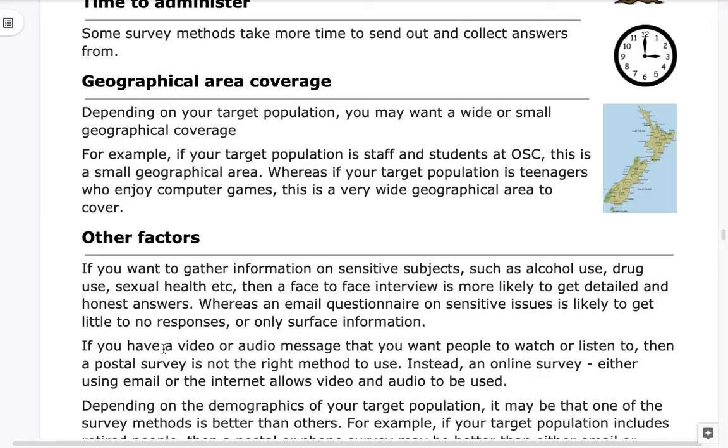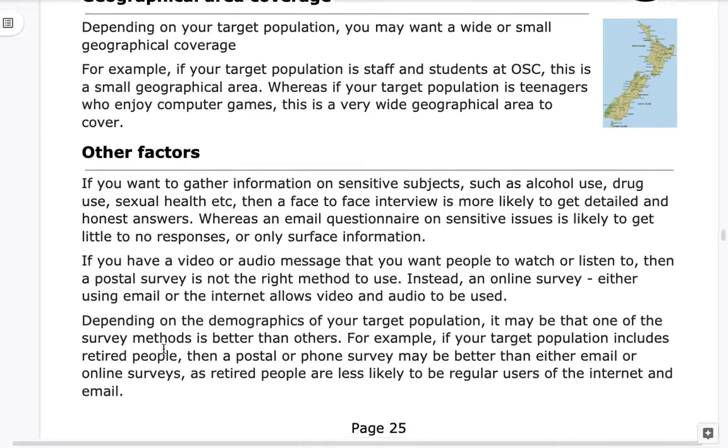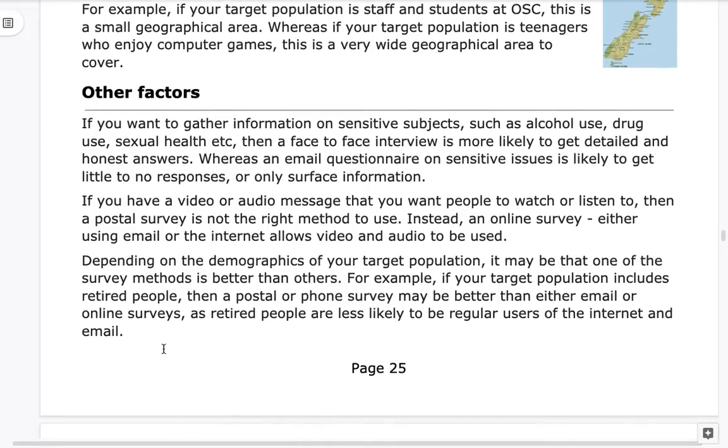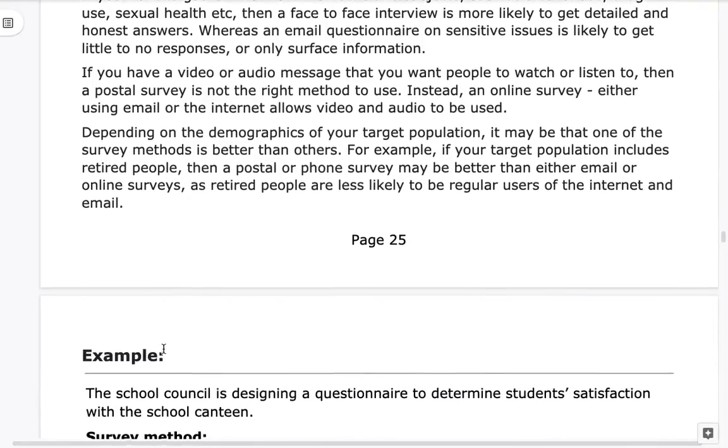Do I want to cover a small area or a wide area? Do I just want to collect it from students at our school? Or do I want to get information from people across the country, like the government does, to help make decisions about healthcare and education and so on? And then we might want to think about other factors, for example, sensitive subjects. What is the best way to get good information when we want to cover sensitive issues? Do I want to have a video or audio message that people listen to or watch? So this can all help change which method I might use.